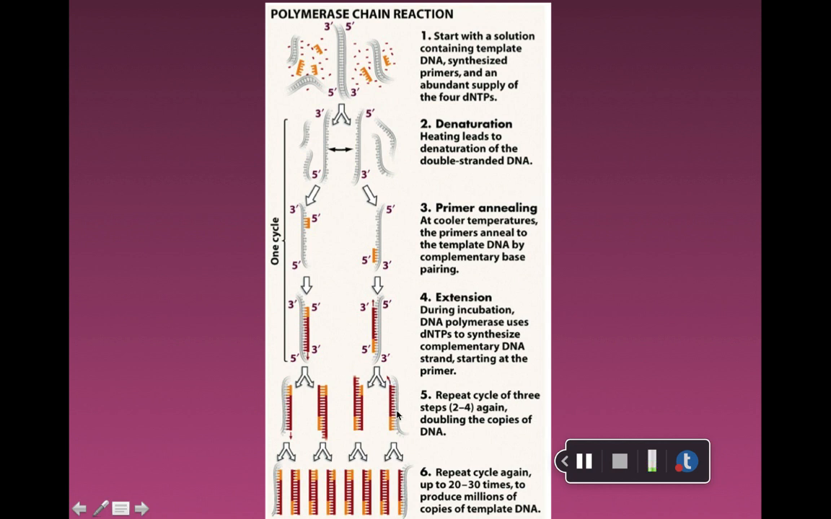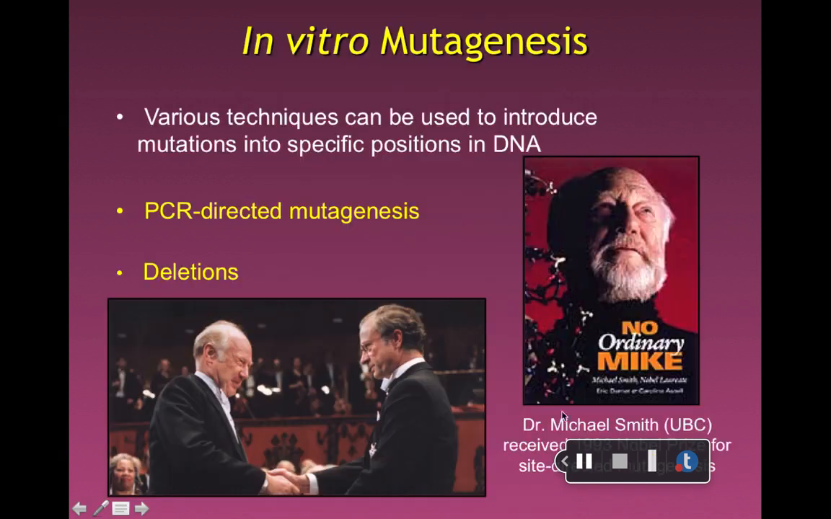Repeat those cycles. Every time you do that, you double your DNA. So again, it's a way to copy or amplify pieces of DNA from whatever sample you're working with. And again, the region or sequences that you copy are based on the primers that you use for your PCR reactions.